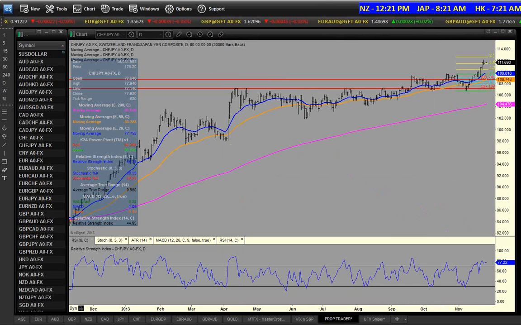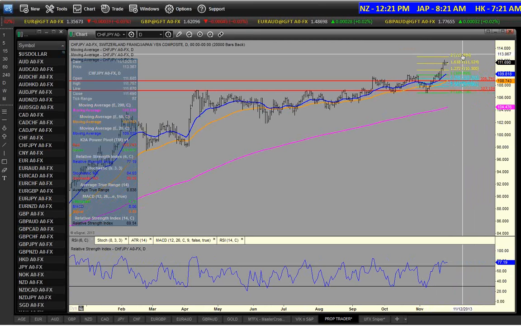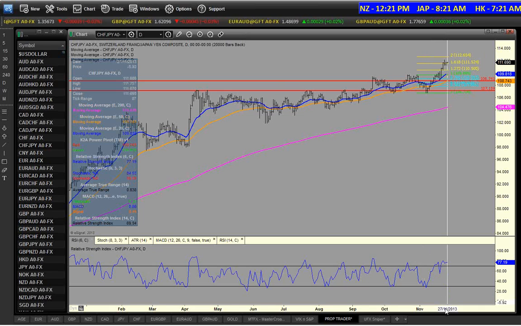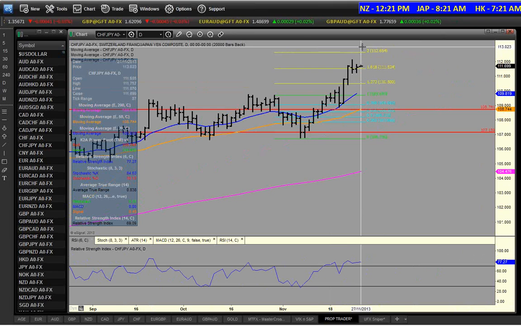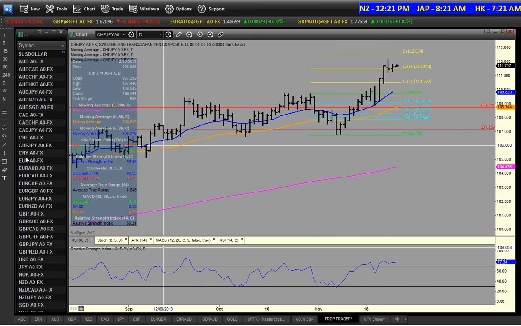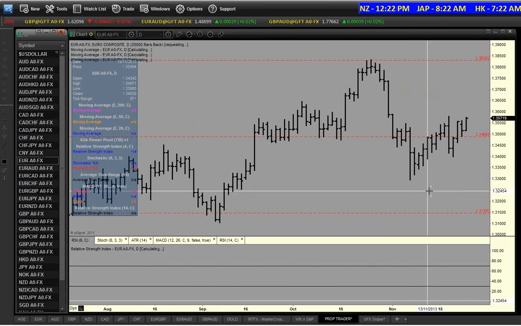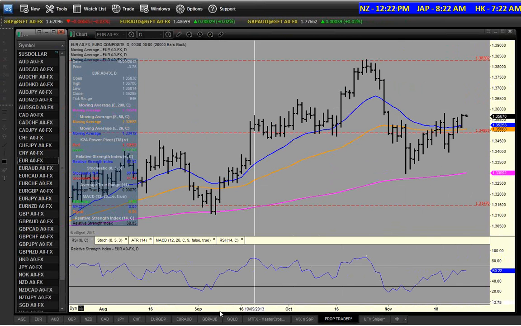So 113, sorry, is the resistance, and we're not quite there yet, are we? It's up here, so if it does this, I would say, yes. If it gets to that there, I'd say, okay, well, that's close enough to the 113 as a strong horizontal. We're not there yet. Euro, that's my weekly fib, as you guys well know by now.